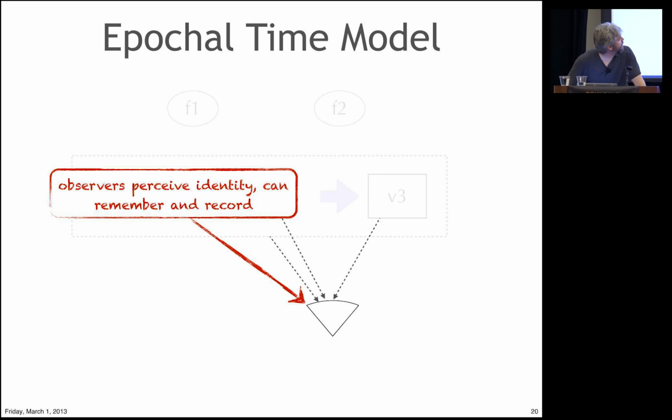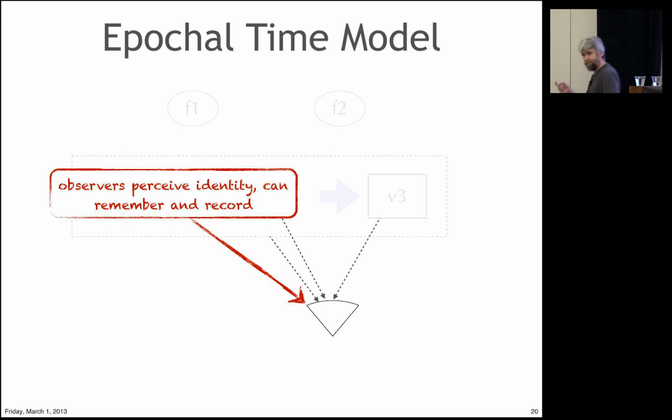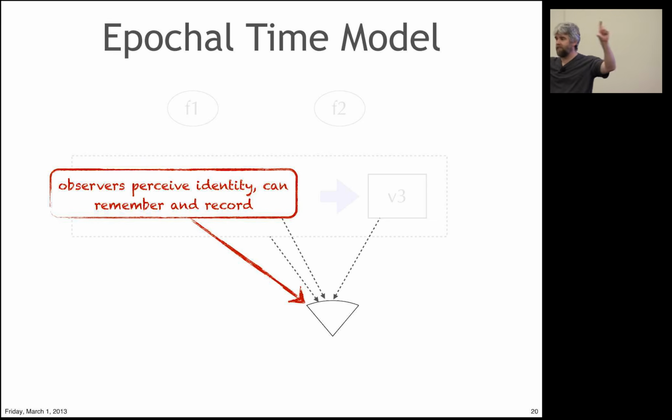And those properties are that observers can perceive the identity, right? So an observer looking at this can say, oh, there's this thing that's changing from v1 to v2 to v3 over time. But they can also remember past values. So I can watch it change, but I can hold on to value 2 if I'm interested in it and keep thinking about that. Or I can hold on to all the values and keep thinking about them as long as I want. Which, by the way, is how physical reality works.